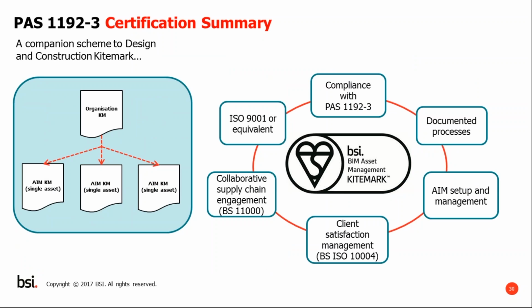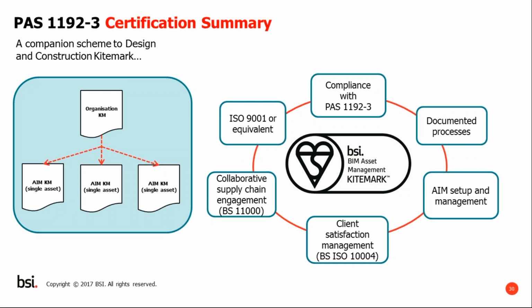So we have a summary here. On the left, you see that we have the organizational Kitemark, which can then spawn many asset information model Kitemarks. And on the right, we just have a quick summary of what are the key components of the Kitemark against asset management. So at the top, we have compliance with Part 3. We look for a set of documented processes that outline how Part 3 is carried out.